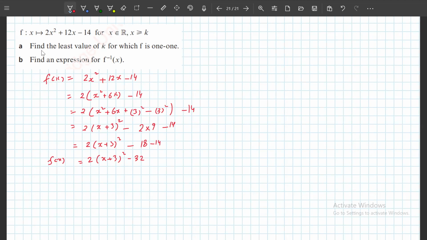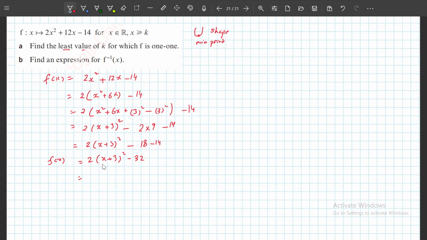They say find the least value of k. Later on we will find the inverse also, which would be easy. Look here: I already mentioned it's a U shape. For a U shape, we will find the minimum value. What is the minimum point or value of this? You can find that minimum value by putting in the value of x that makes the squared bracket zero.